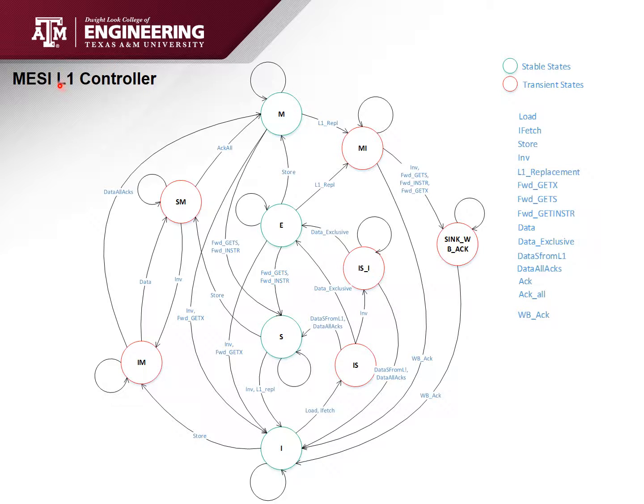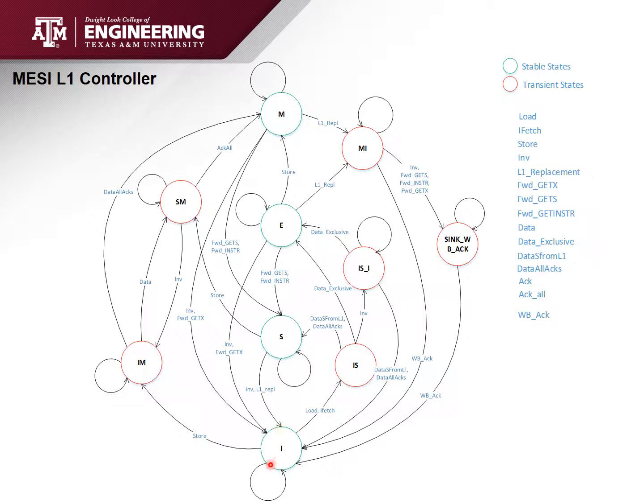Now we will be talking about the MESI L1 controller state diagram. The green circles denote the stable states and the red circles denote the transient states. And all these are events which correspond to the transitions. So on happening of one event, we will transition from one state to another state. The stable states are M, E, S, and I.